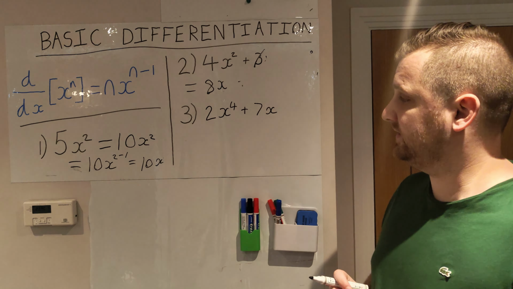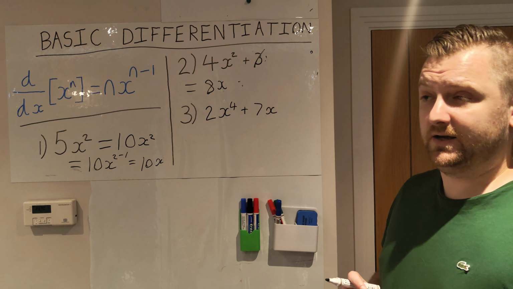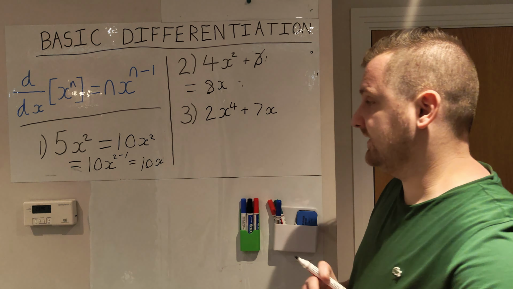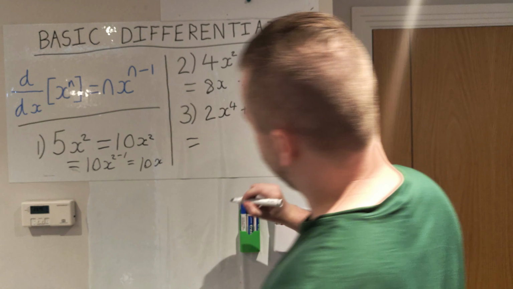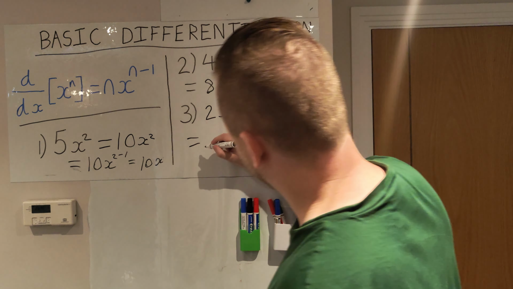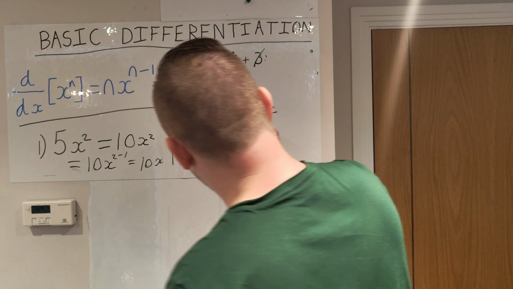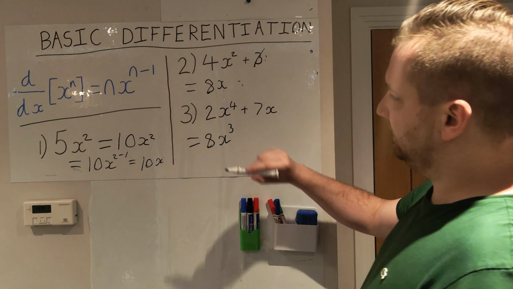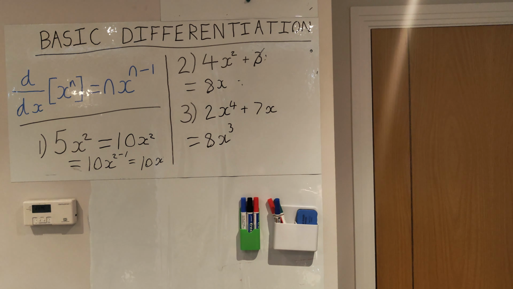I don't know if you want to give question number 3 a go, but I'll go for it now anyway. So we bring the 4 down. We've got 2x to the power of 4, if you can't see. So we do 8 times x to the power of 3, because we brought the 4 down and subtracted 1 from the power.